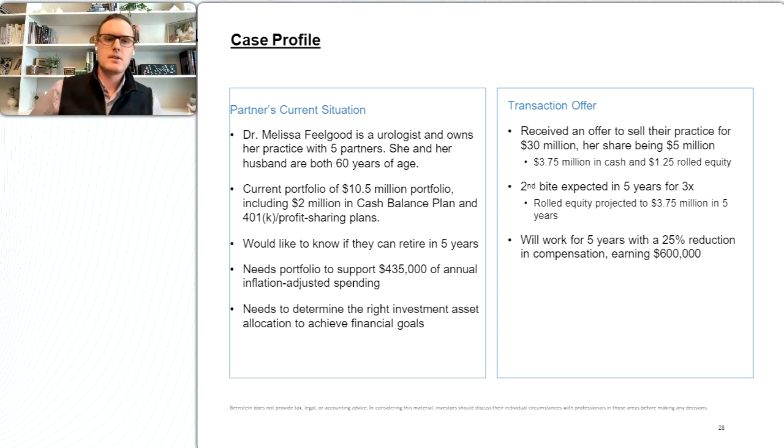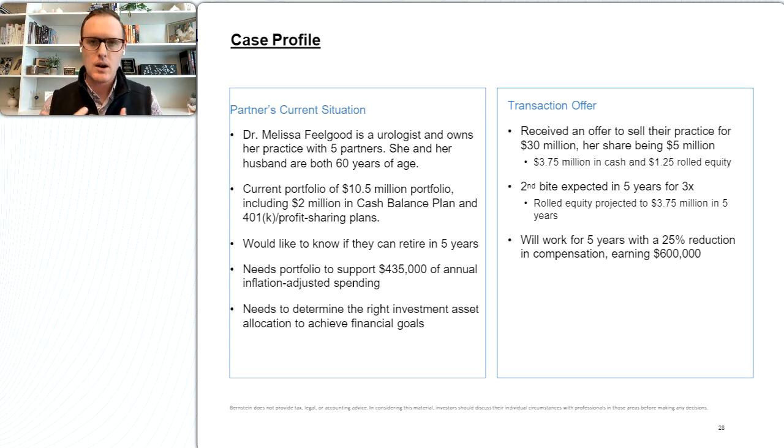With this particular case, we were working with a doctor who owned her own practice and had 5 partners. She was 60 years of age and considering retirement, knew she had enough with roughly $10.5 million, and wanted to know, can I retire in 5 years? And can I still achieve my objectives going forward? She knew she needed the right investment allocation to achieve this, but that wasn't what was most important. What was most important is her practice had received an offer for $30 million. Her share of that offer was $5 million, roughly 3.75 in cash and the rest in rolled equity.